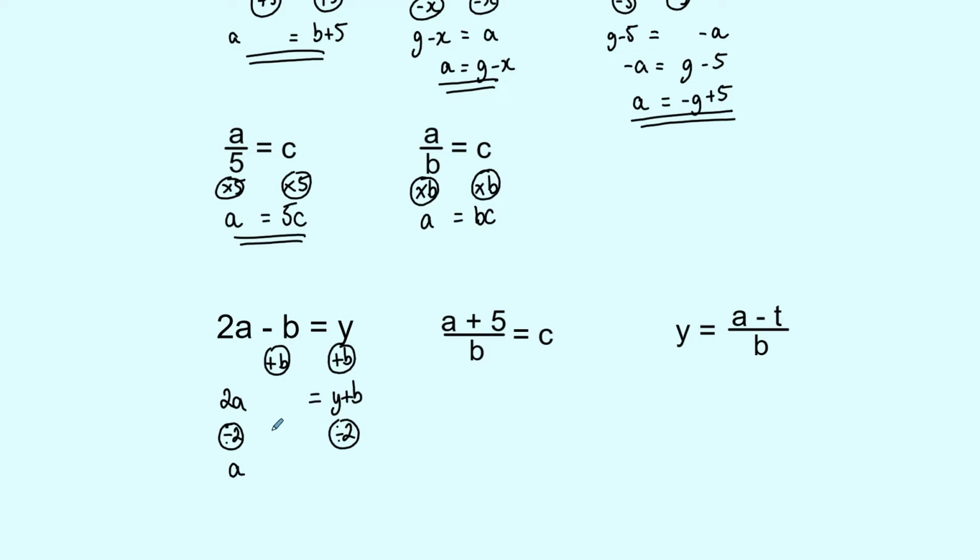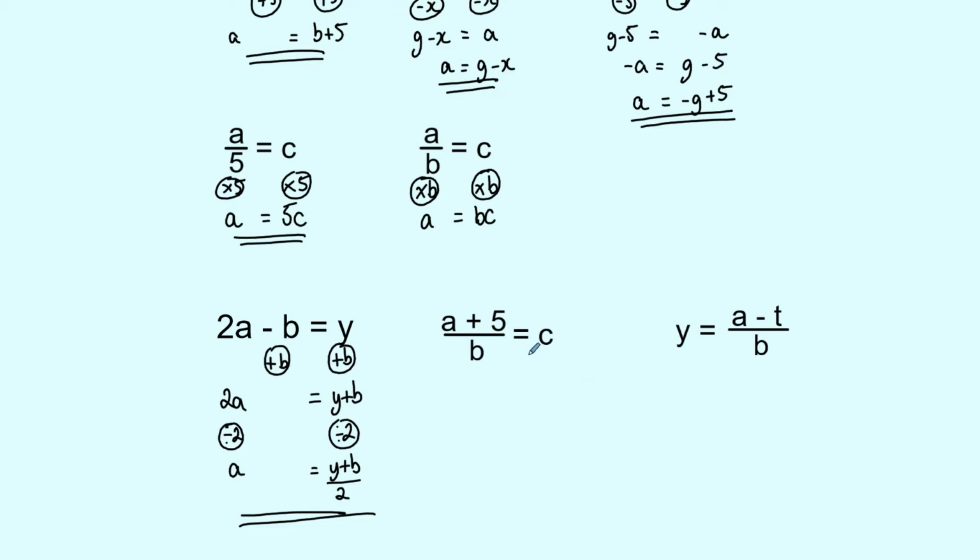So A equals, and on this side we've got y plus b divided by 2. So that's exactly what we write, y plus b, and it's all divided by 2. Make sure you get that. So all over 2. So A equals y plus b all over 2. Okay, let's have a look at the next one.